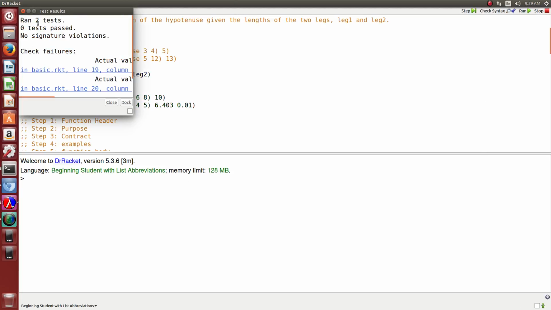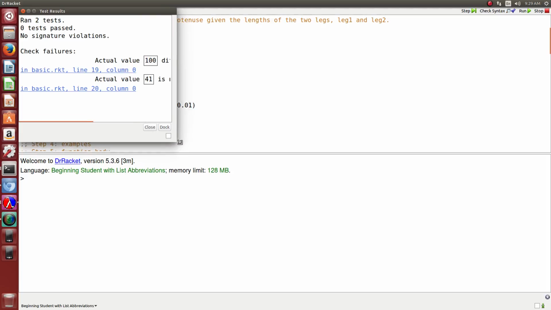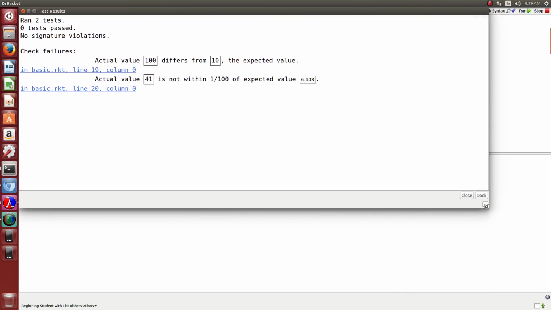So it says it ran 2 tests, 0 tests passed, no signature violations. We should probably expand this and see what happened. So check failures. The actual value 100 differs from 10, the expected value, and the actual value 41 is not within 1 over 100 of the expected value of 6.403.